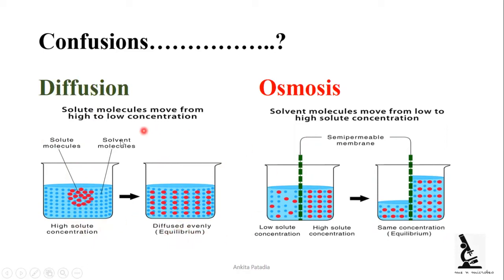So here is the diffusion process. Solute molecules will diffuse in the medium. Here the semi-permeable membrane is there, and water molecules, meaning solvent molecules, will move through the semi-permeable membrane. Here no membrane is there. Diffusion means free or random movement of molecules or particles. So now the confusion about diffusion and osmosis might be clear.